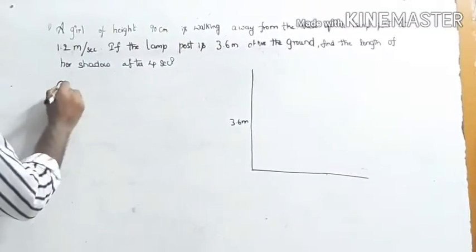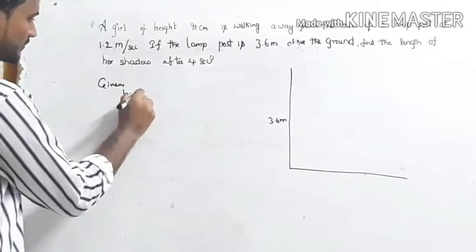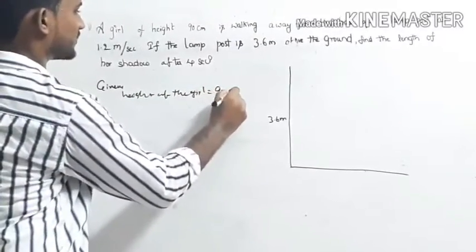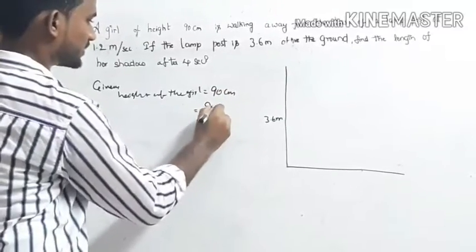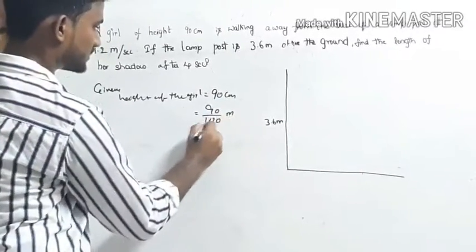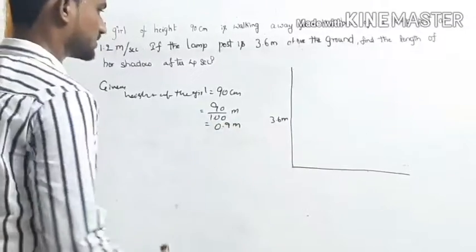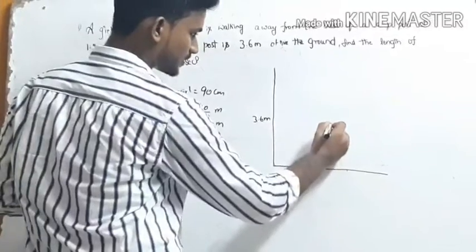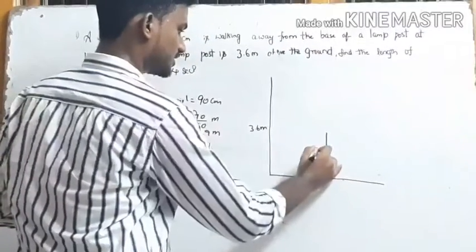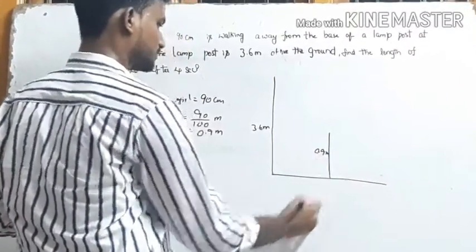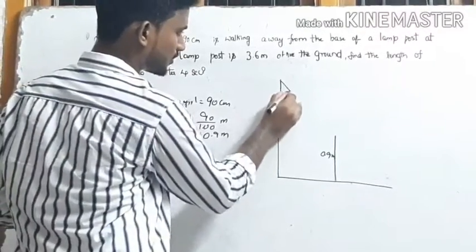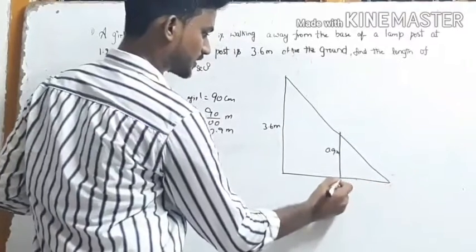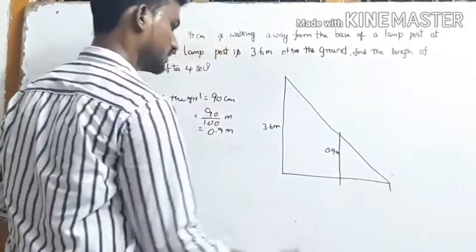First write the given: height of the girl is 90 centimeters. In meters we can convert, that is 90 by 100, which is 0.9 meters. When she travels away from the lamp post, this is the shadow. We want to find this length. This is x.